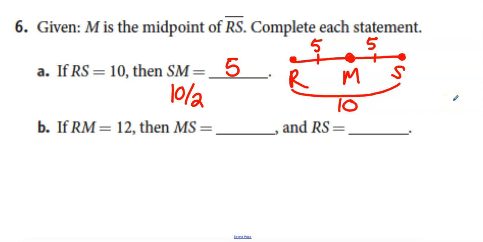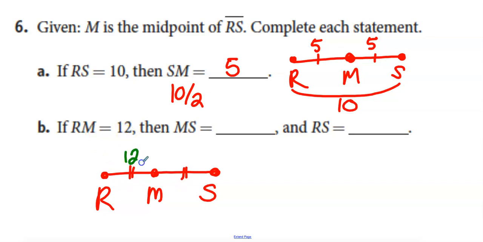All right, let's look at another example. I have the same picture, but some different numbers. So I have R and S as your endpoints. M is in the middle. I go ahead and put my two tick marks this time. So I know RM is 12. The first part is 12. And then I'm trying to find the second part.